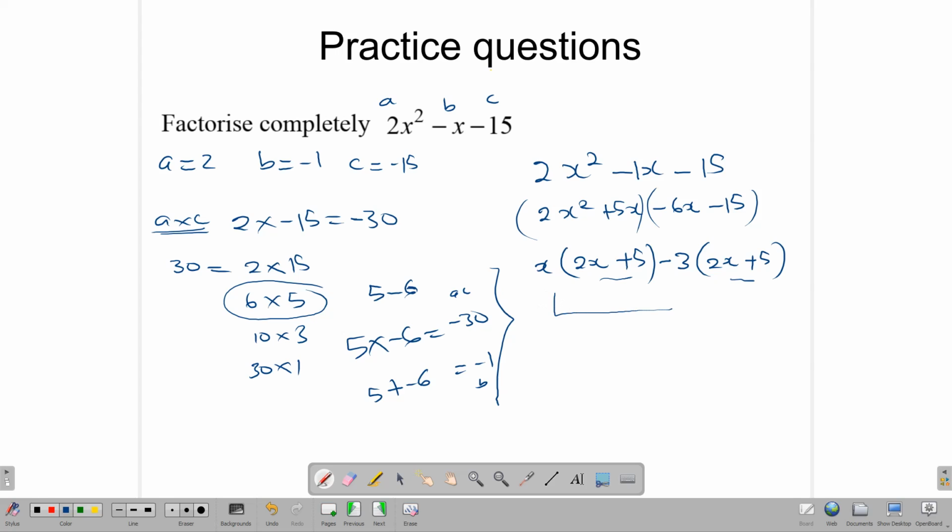So we are finished. And all we need to do now is to put our outside factors in one bracket, x minus 3 and 2x plus 5. And we're done with that. Let's look at another one.